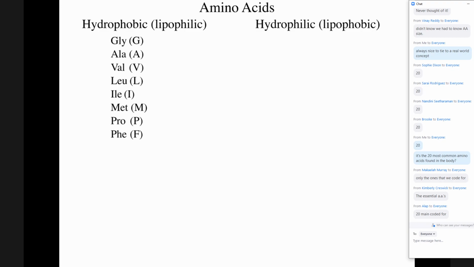I like that: the 20 we code for. And I even want to qualify that. We code for 24, just 2 are just freaky weird. So we say we commonly code for 20. But what are essential amino acids?